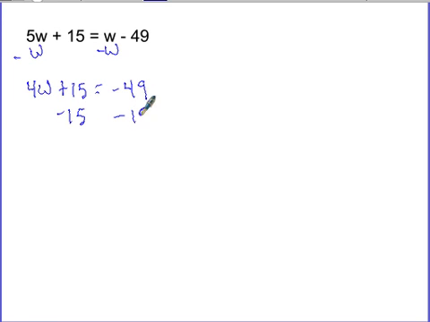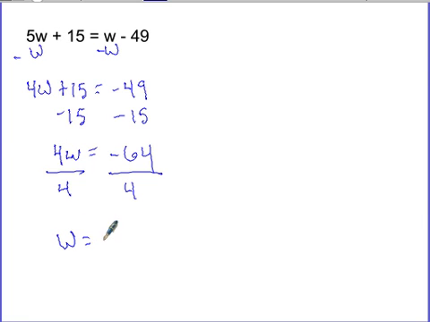Subtract 15 from both sides. 4W equals negative 64. Then divide by 4. So W equals negative 16.